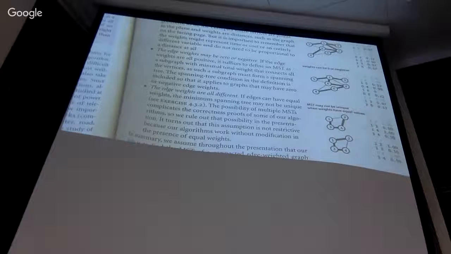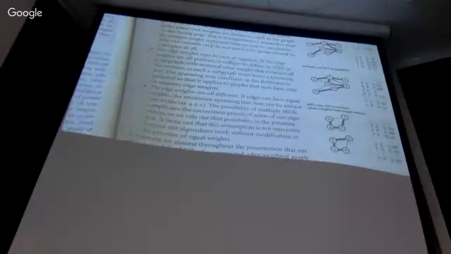So the stock market, for example, there might be two stocks that show the same growth. Duplicate edge weights. And the usual parallel edges and self loops and so on. Okay, but the important one just for the proofs is the edge weights are all different. The edge weights may be 0 or negative.